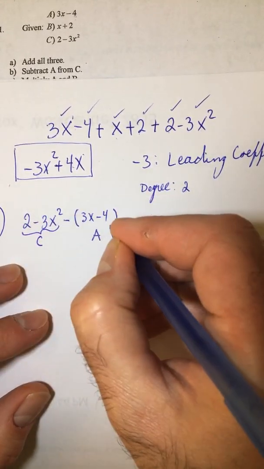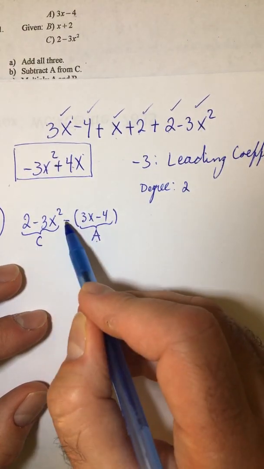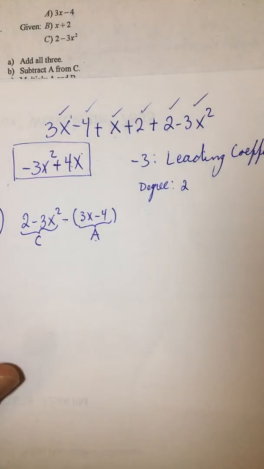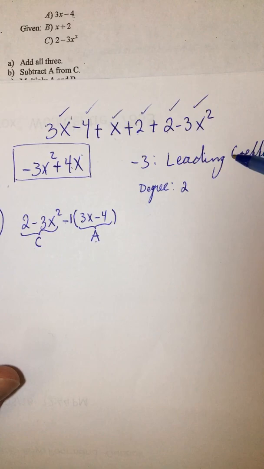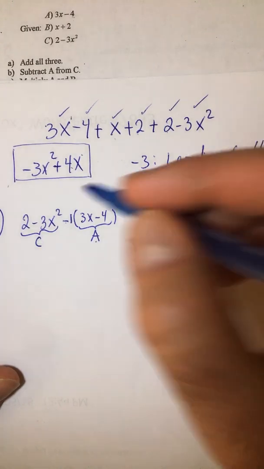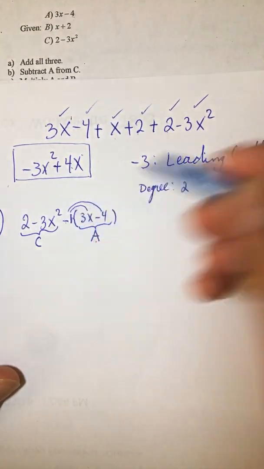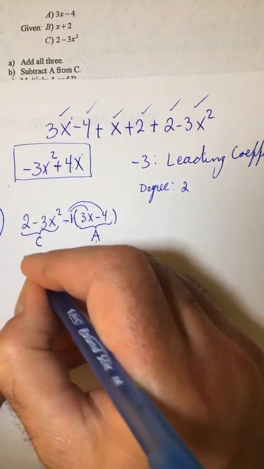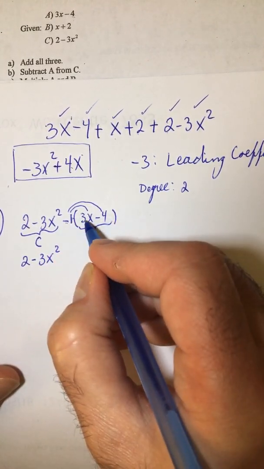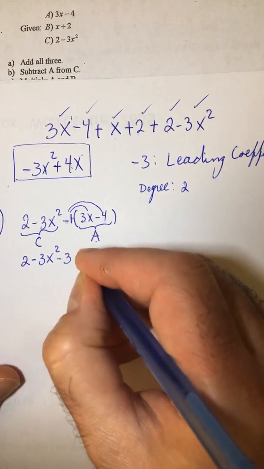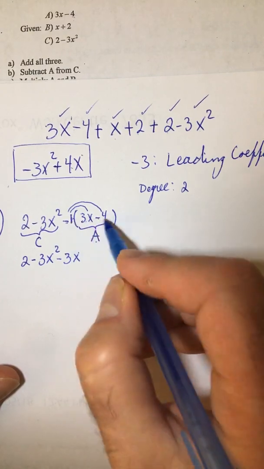This is my expression C. This is my expression A. I'm subtracting A from C. That's the subtraction. So technically we have a -1 here. We just don't show the 1. And now we're going to do one of the most famous properties in all of algebra. That is distribution. So there's multiplication here, so we distribute. So I'm not touching the 2 minus 3x squared. So what's a negative times a positive? It's a negative 3x. What's a negative times a negative? That's positive. 1 times 4 is 4.